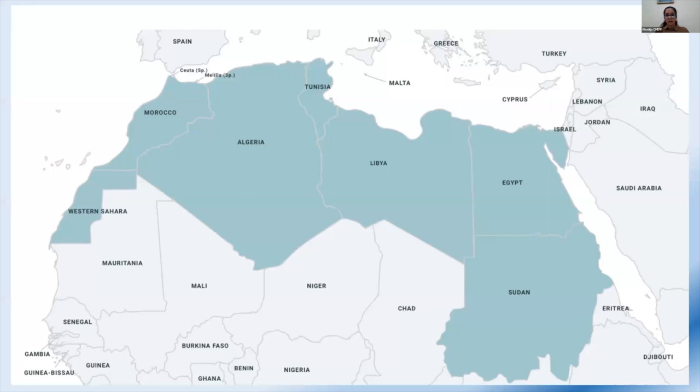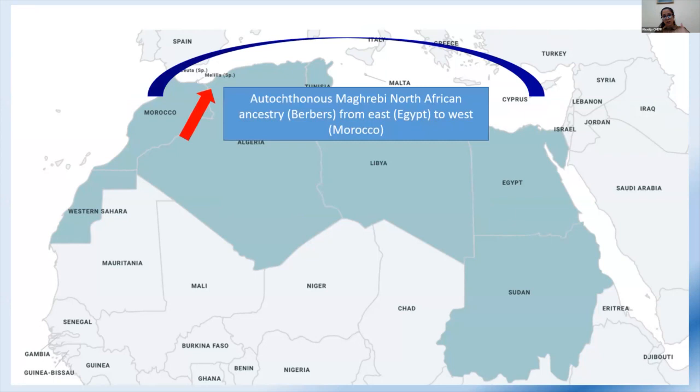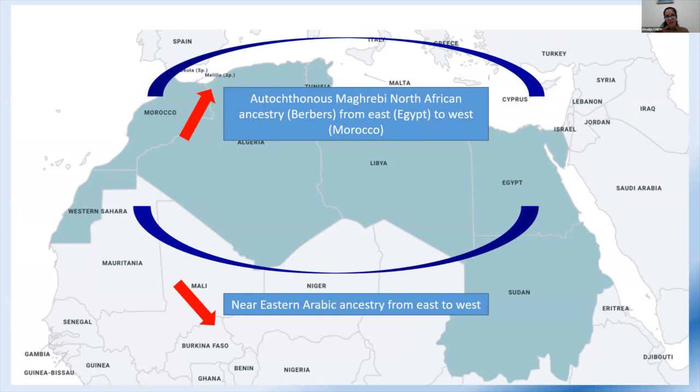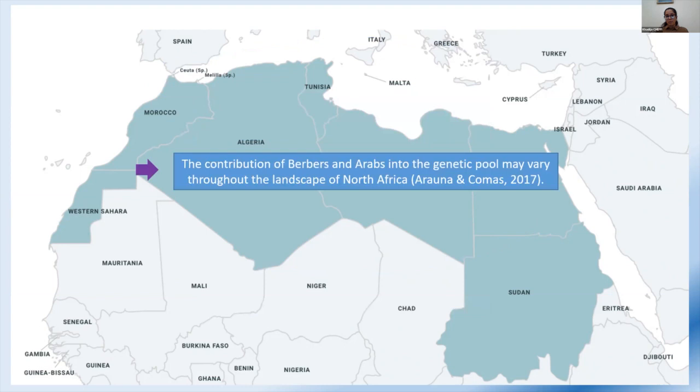of genetic variation in North Africa using single nucleotide polymorphisms, in which two opposite ancestry gradients were observed: an increase in autochthonous Maghrebi African ancestry, the Berbers, from east to west, from Egypt to Morocco, and an increase in Near Eastern Arabic ancestry from east to west, from Egypt to Morocco, which rather explained that the contribution of Berbers and Arabs to the genetic pool may vary throughout the landscape of North Africa.